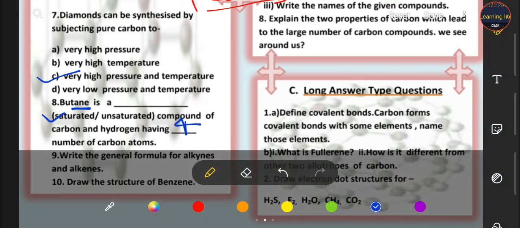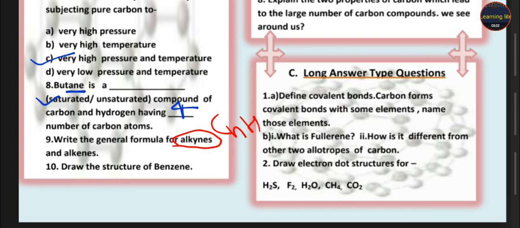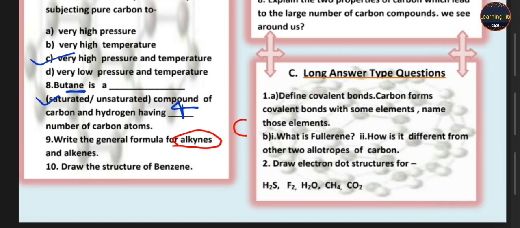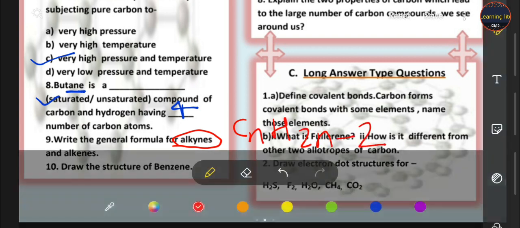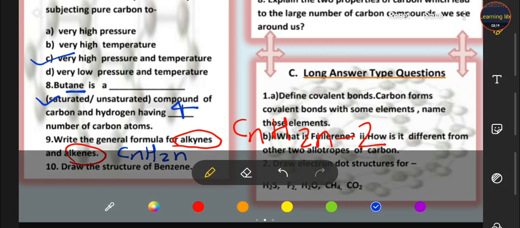Okay. Write the general formula of alkyne and alkene. So student, for alkyne it is CnH2n-2, and for alkene the formula is CnH2n. Okay. Last, the 10th question of our objective type questions.